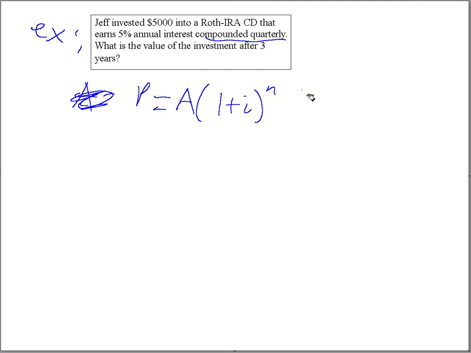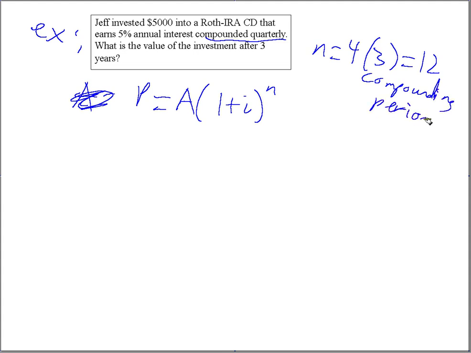First thing we've got to determine in this problem is the number of compounding periods. In other words, how many interest payments is the bank going to make in 3 years' time? Well, quarterly means that the bank pays 4 times per year. And for 3 years, my n is going to be 4 times 3, or 12 compounding periods. There are 12 payments of interest in 3 years.